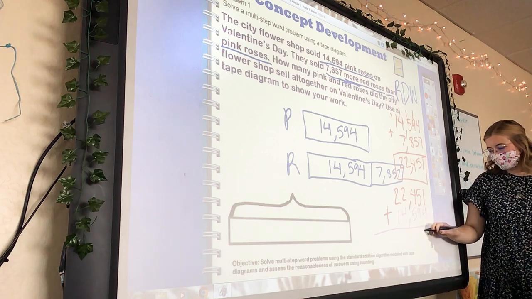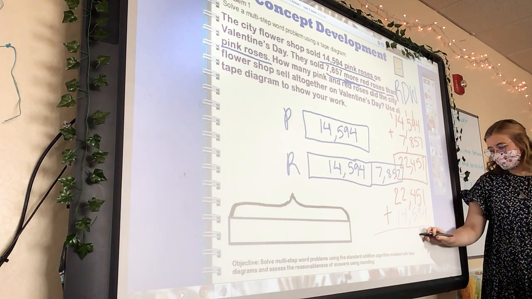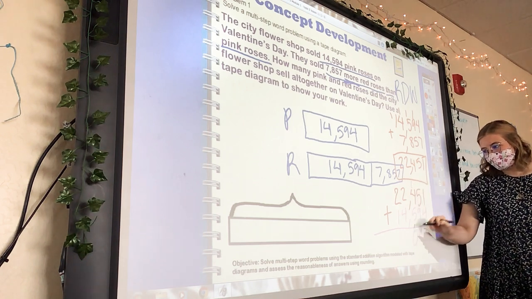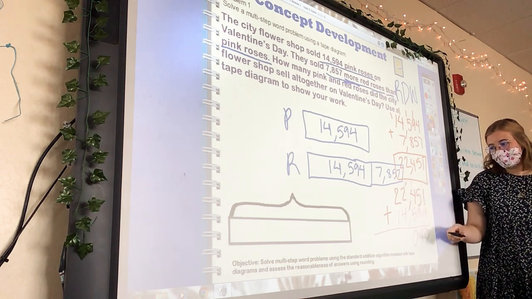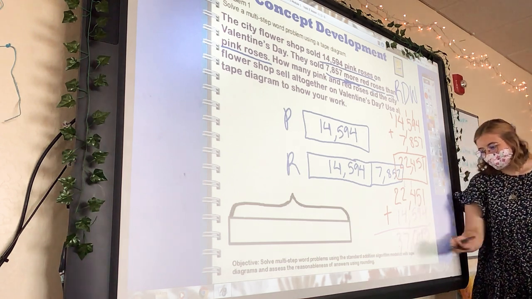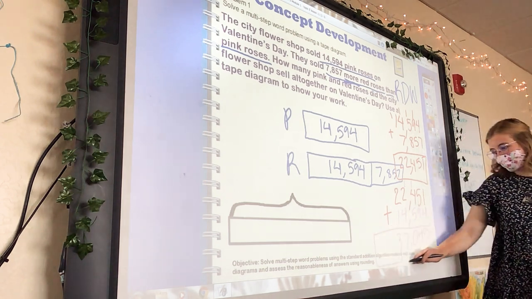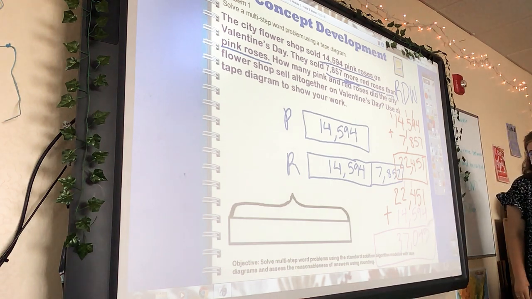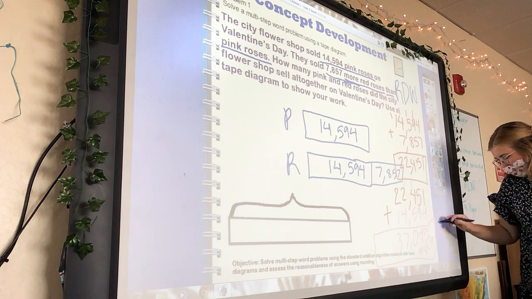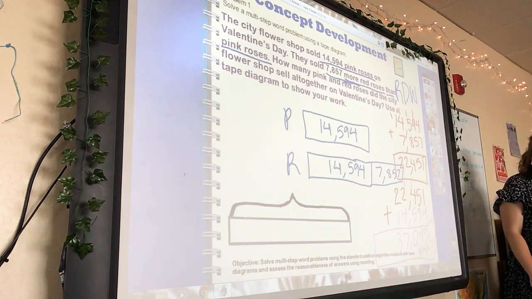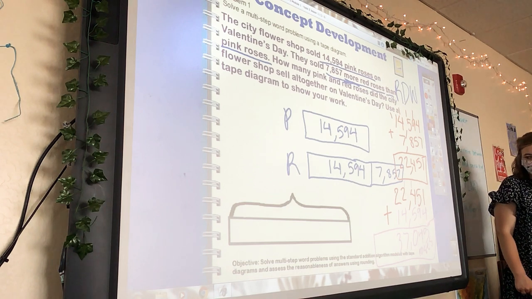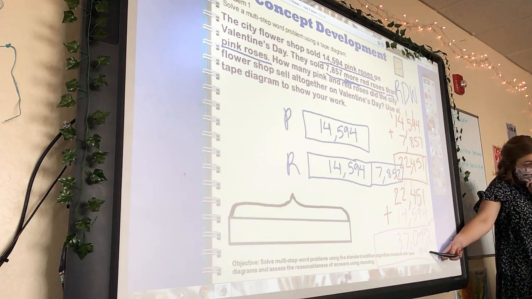4 plus 1 is 5. 9 plus 5 is 14. 4 plus 1 is 5, plus 5 gives me 10. 2 plus 1 is 3, plus 4 gives me 7. And 2 plus 1 is 3. So class, on the count of 3, read to me how many total roses they sold on Valentine's Day. Are you ready? 1, 2, 3, go. 37,045. Good.